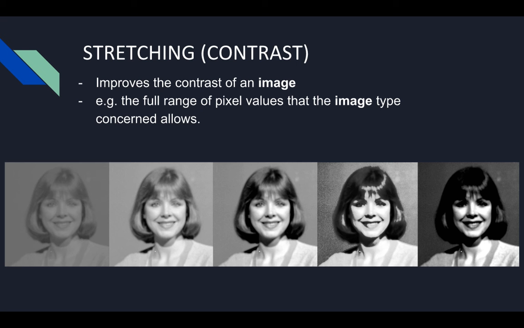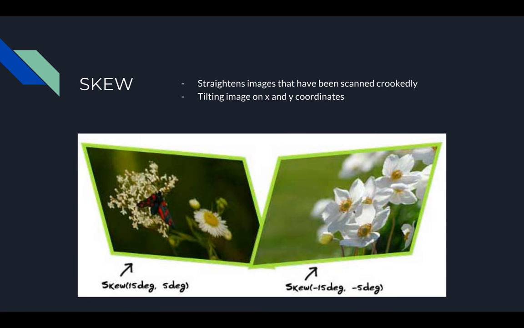Cool. So contrasting is basically taking the dark areas of an image and making them darker. So some people will use this to make their images sharper in a way. Skewing is where you take an existing image and you tilt it on one of its axes. So if you were to have a collage, for example, you could use this for a photo effect.